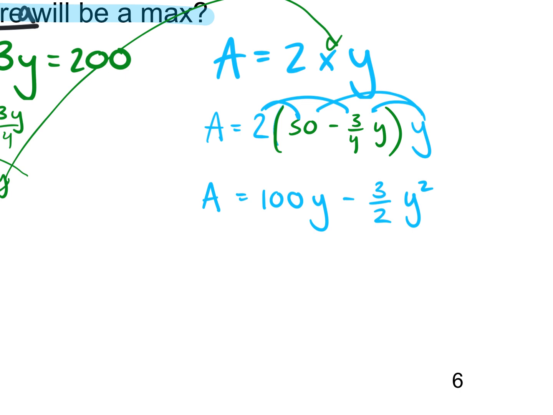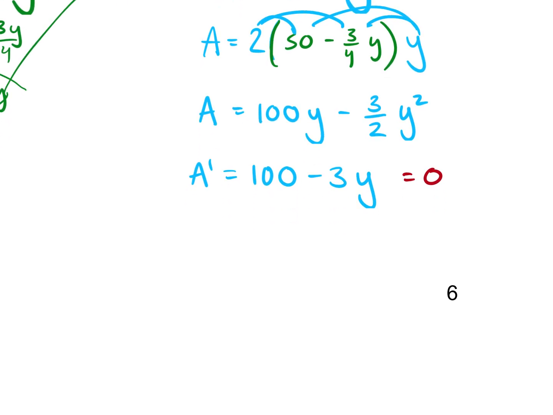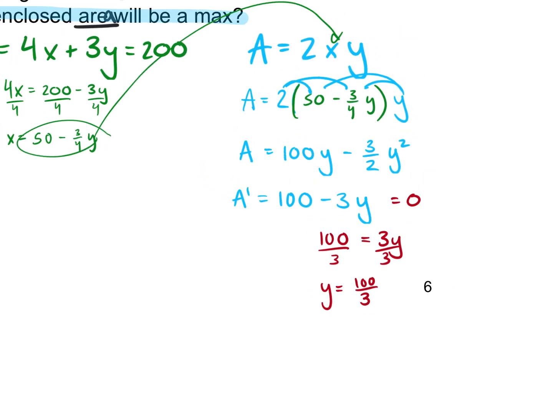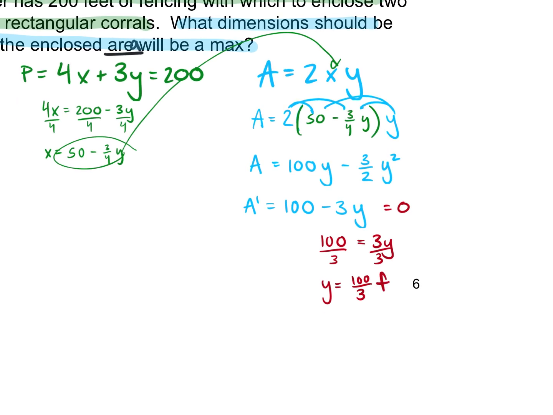What do we do next? Take the derivative. So our derivative of our area would be 100 minus 3y. What do we do next? Set it equal to 0. So I have 100 equals 3y. Divide by 3. So y is 100/3. 100/3 what? Feet, perfect.